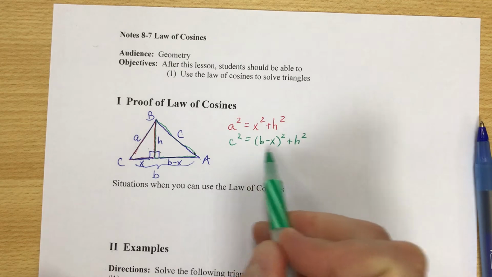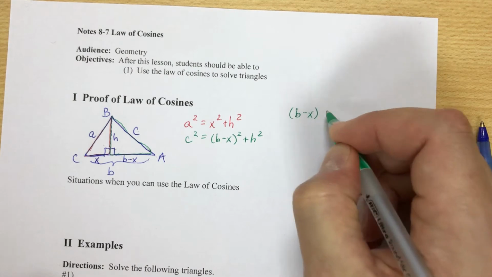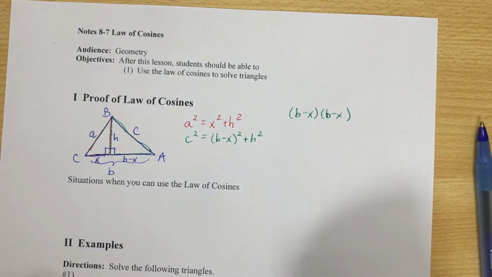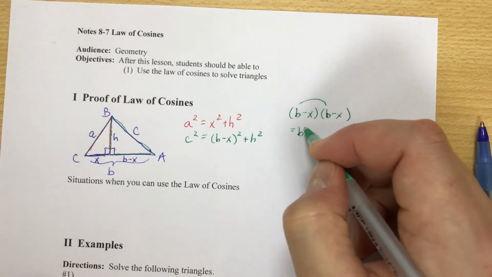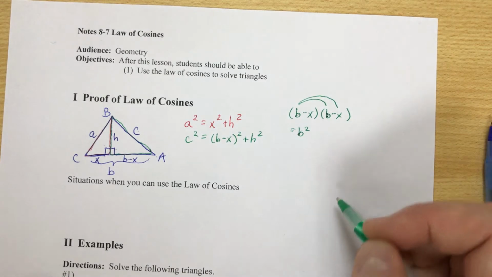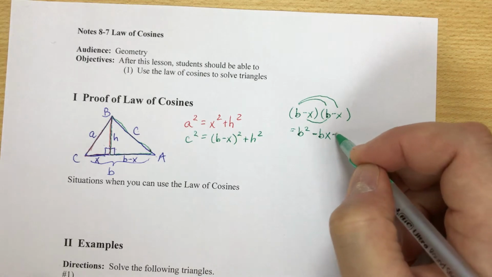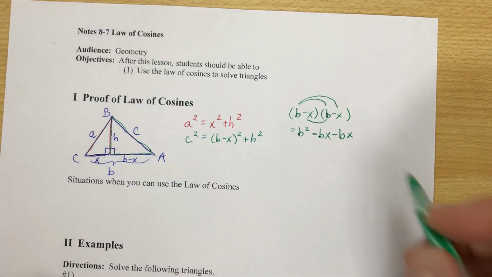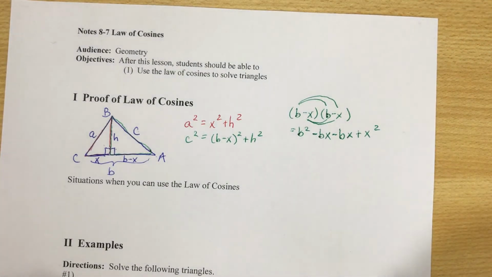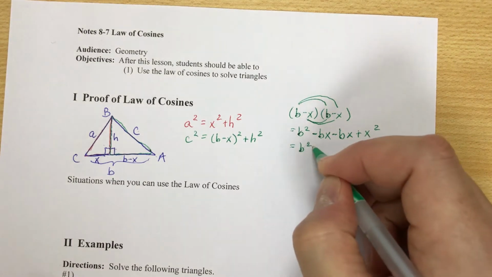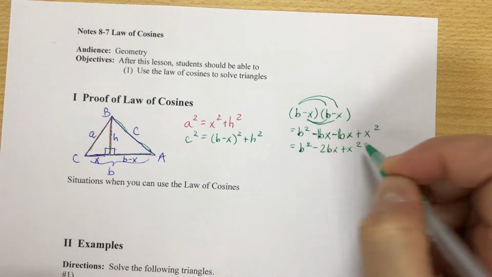Now we're going to work with this one here. When we square this binomial, think about if you've learned foiling, or double distributing, we multiply it by itself. So b times b is b squared. b times negative x is minus bx. Negative x times b is also minus bx. And negative x times negative x is positive x squared. I can write that as b squared minus 2bx plus x squared.